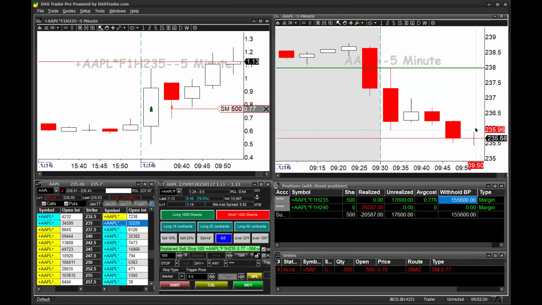So this is healthy. If Apple can test 236 again, that'll be good. That's basically a previous low of day. Healthy to reject that, and then it'll have a good, strong push down. That's healthy price action, compared to if it just pushes down immediately, which would not be sustainable.